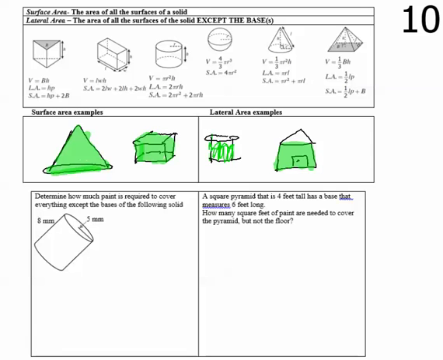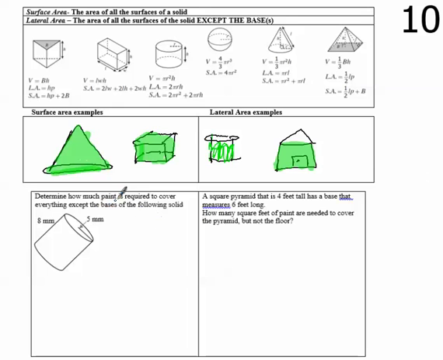So some words maybe: surface area, wrapping paper, painting an object. Lateral area, just the sides, not the top or the bottom. Surface area, the whole thing. All right, let's do some examples.